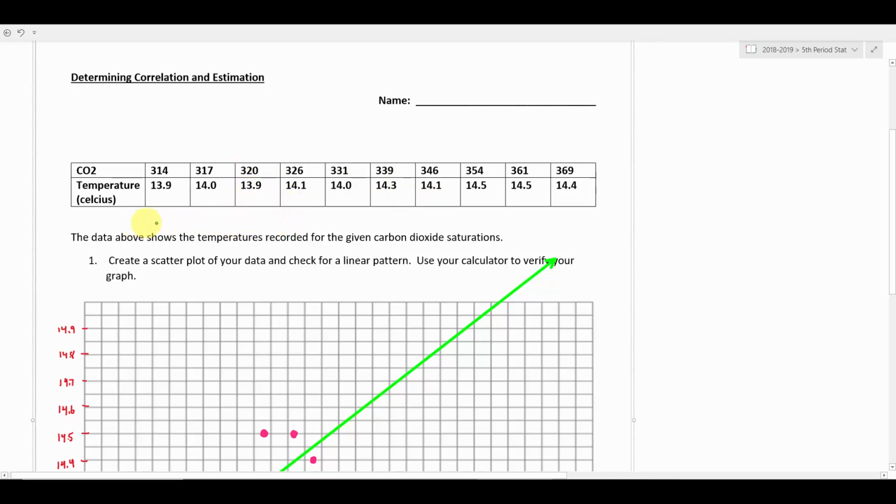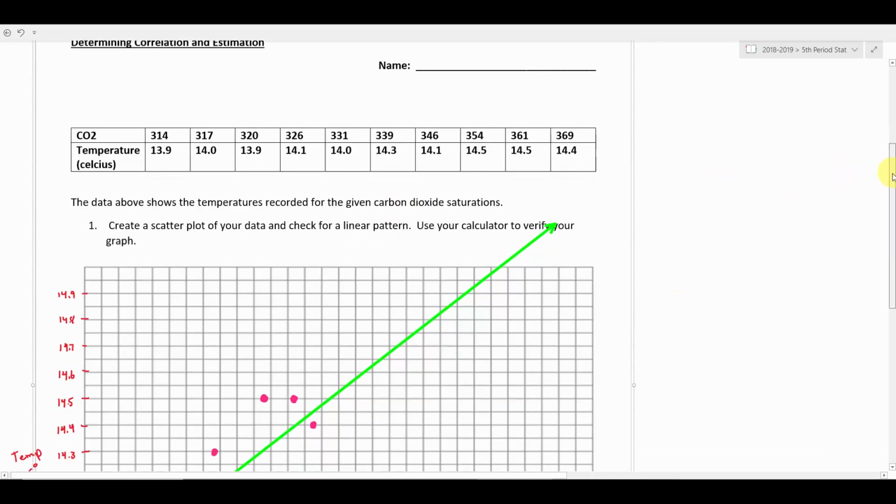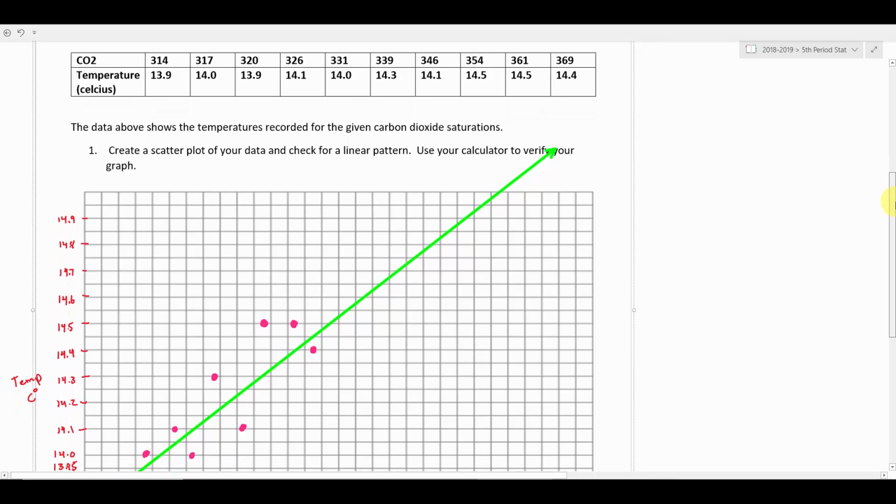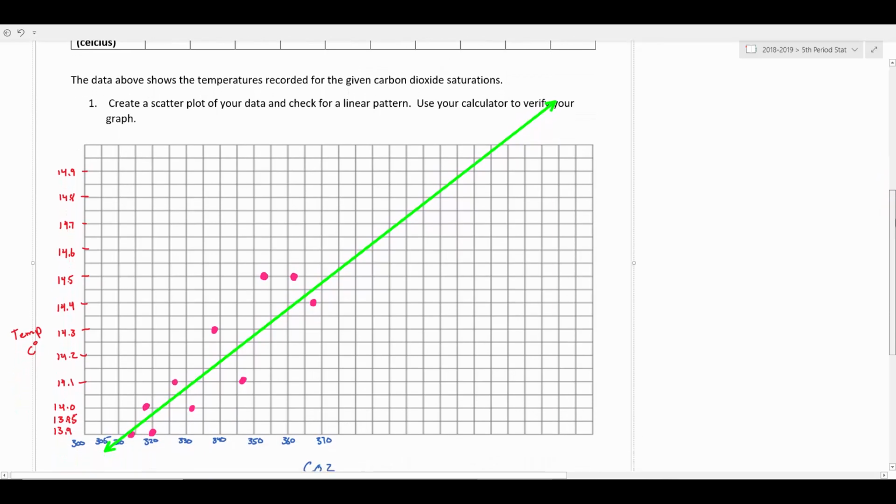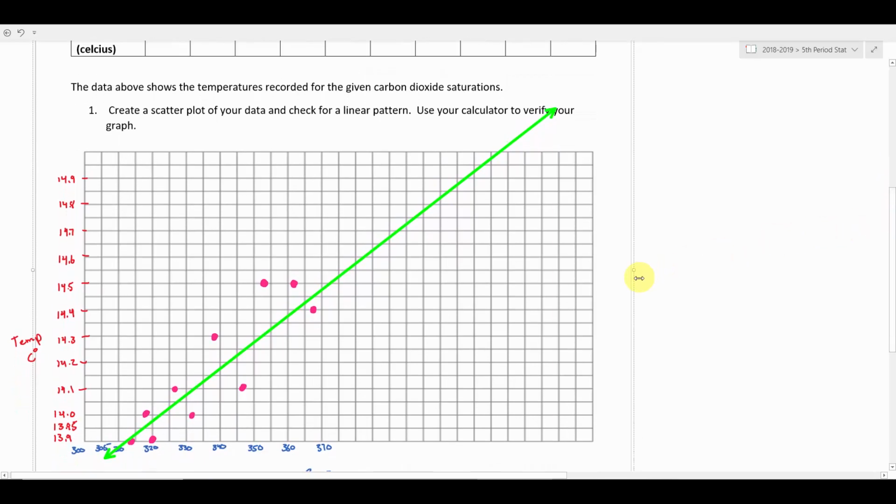All right. So the first thing that we want to do is create a scatter plot and look for a linear pattern or any kind of pattern really. It doesn't have to be linear, but for the scope of this class, we're only going to talk about linear correlation. So for our purposes, we're looking for something that is linear. But there are other types of correlation out there. There's quadratic, there's exponential, there's cubic, there's all kinds of different regressions that you can do.